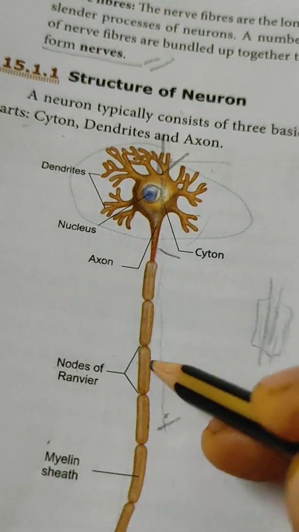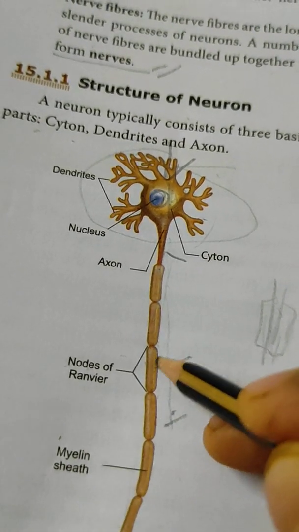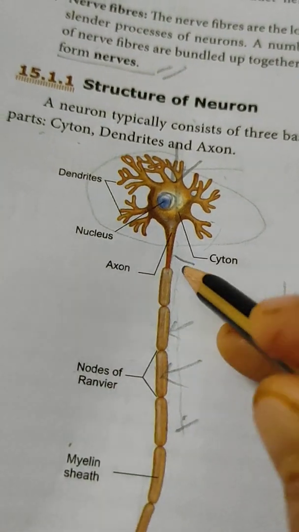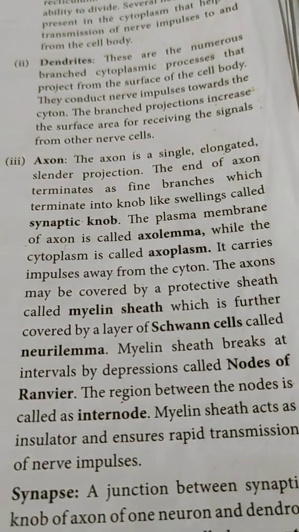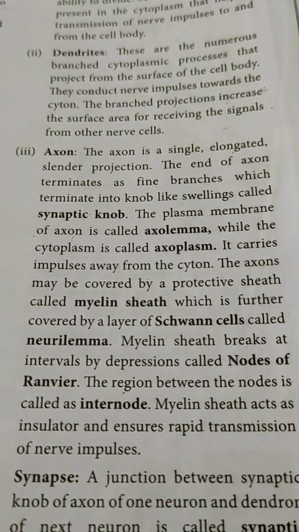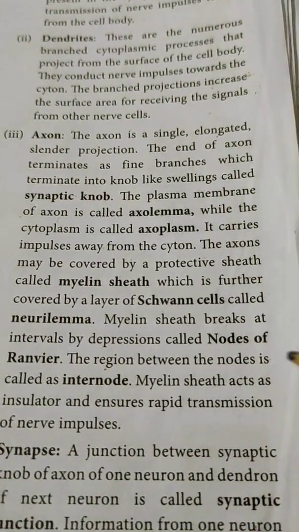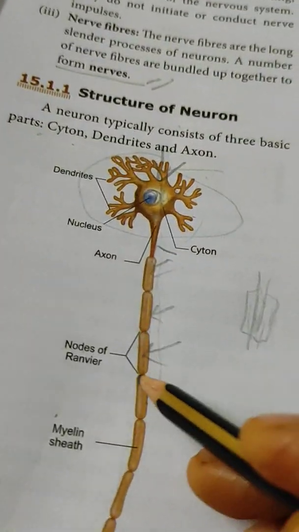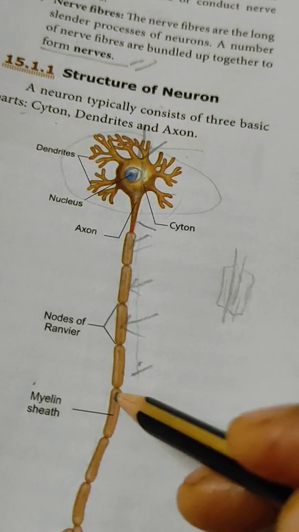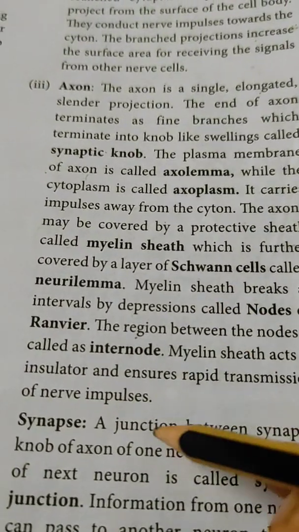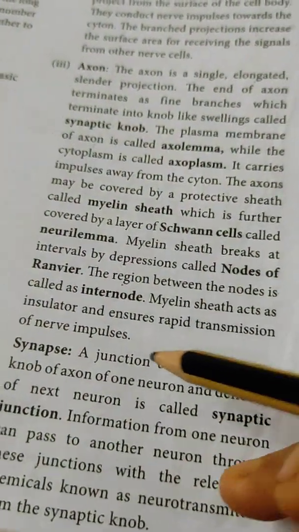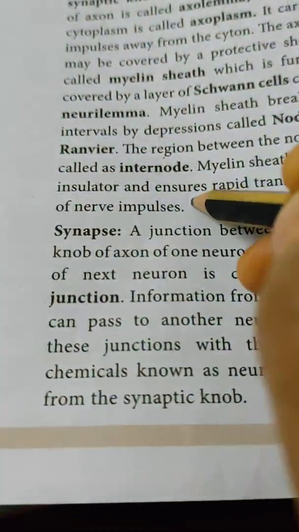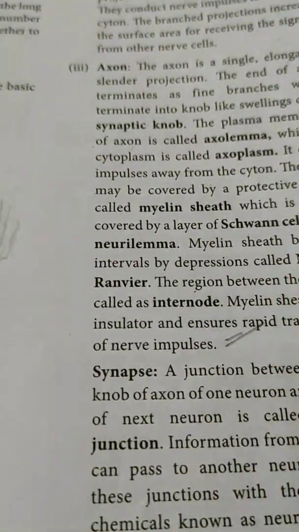So these are the nodes, and in between the nodes this region is called the internode. This is an internode, this is an internode. So the myelin sheath is not a continuous structure. It breaks at certain intervals by depressions, and those regions are called the nodes of Ranvier. In between the nodes the region is called the internode. The myelin sheath acts as an insulator and ensures rapid transmission of nerve impulses. Till here you have to write. Now next part we are going to discuss the synapse.